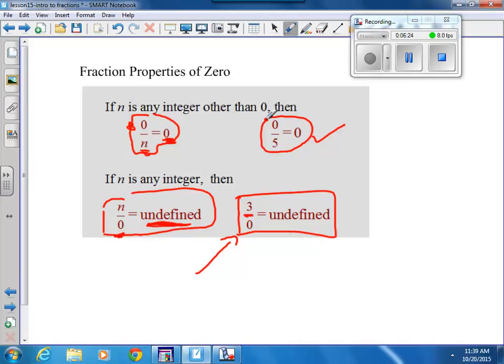And it's good to try that on a calculator. If you hit 0 divided by 5, it's going to spit out 0. But if you hit 3 divided by 0, it's going to say error, or possibly undefined.